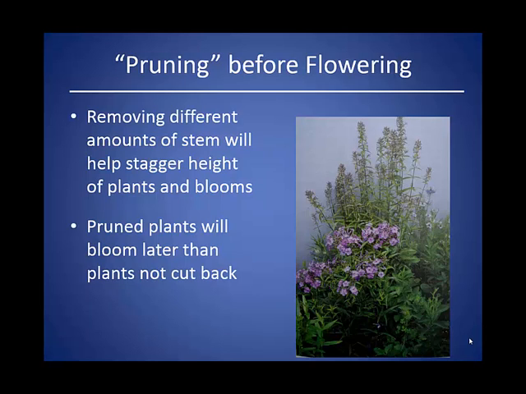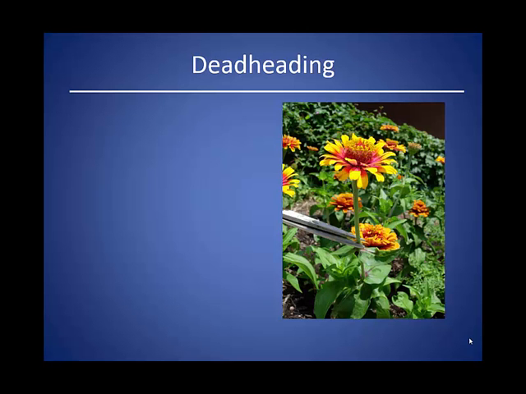And this is just an example of that staggered pinching or pruning. This phlox here, the bloom is sort of spread out because it has been sequentially pinched, and therefore the flower buds are spread over a longer period of time.